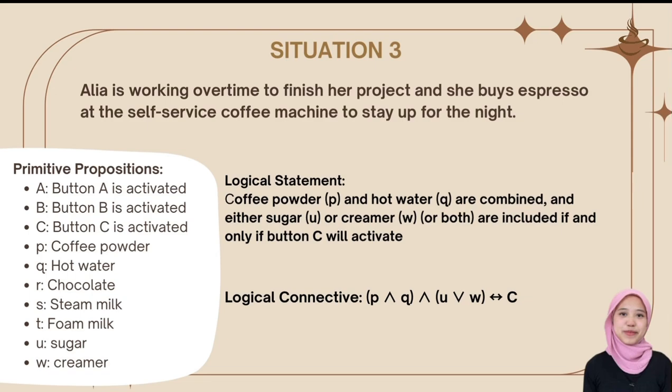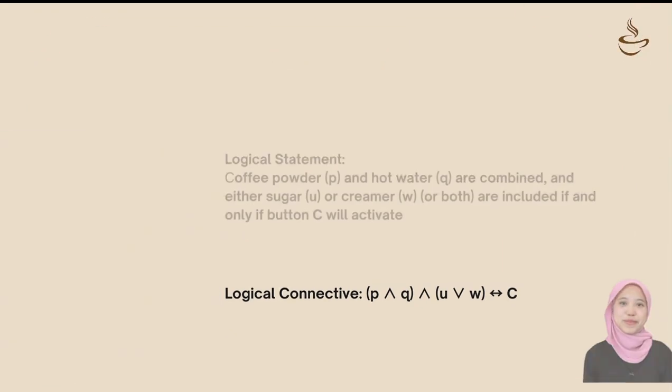And the last one is biconditional, which is biconditional to C. The entire combination works if and only if button C is activated. The double arrow, which is the biconditional symbol, signifies a two-way dependency. So button C activates the process, and the process only occurs when button C is active.